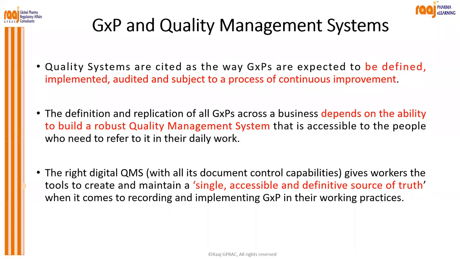So how is GxP correlated with the quality management system? Quality systems are cited as the way GxP are expected to be defined, implemented, audited, and subject to a process of continuous improvement. Some people write an SOP, do their task, and finish, right? There is no continuous improvement seen. But while performing that task, if you observe that we need some improvement in the activity, revise that SOP, maintain the record, maintain change control, correct? Because continuous improvement is necessary.